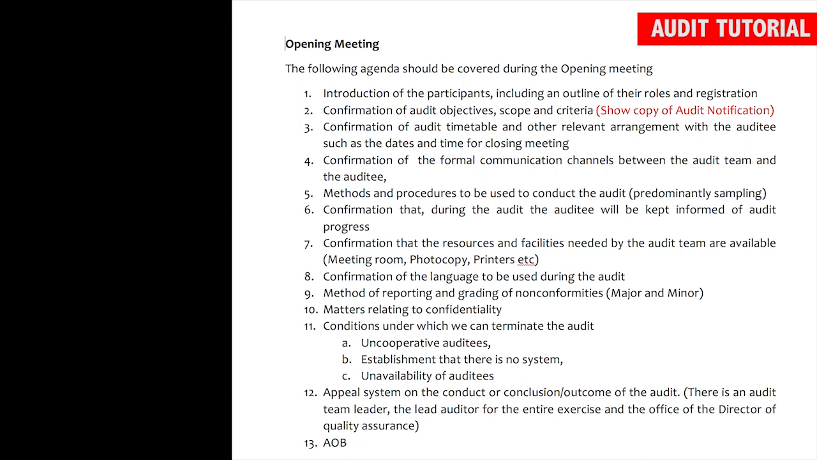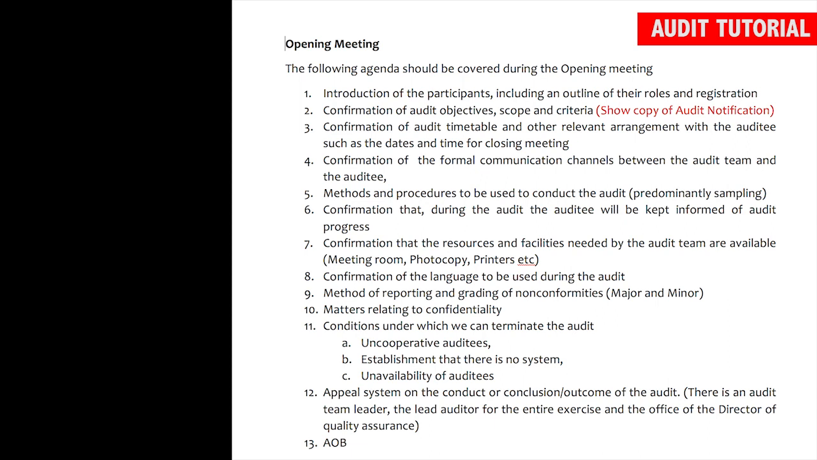Also during the meeting, we shall give the conditions under which the audit can be terminated. And some of these conditions would include if the auditees are uncooperative, if from the initial phase it's established that a system doesn't seem to exist, and then if the auditee is not available, the audit will be stopped. And remember, the auditee is the process owner, basically the head of department in this case.